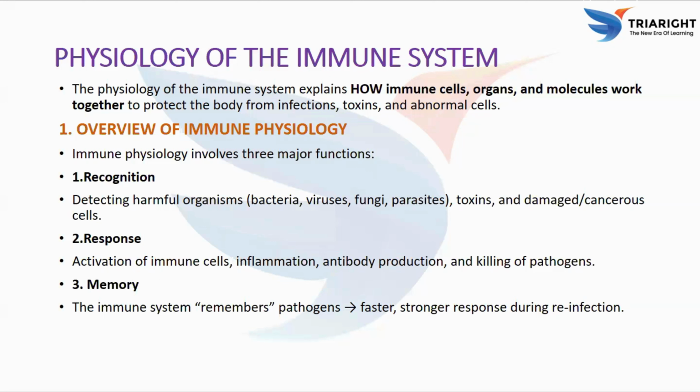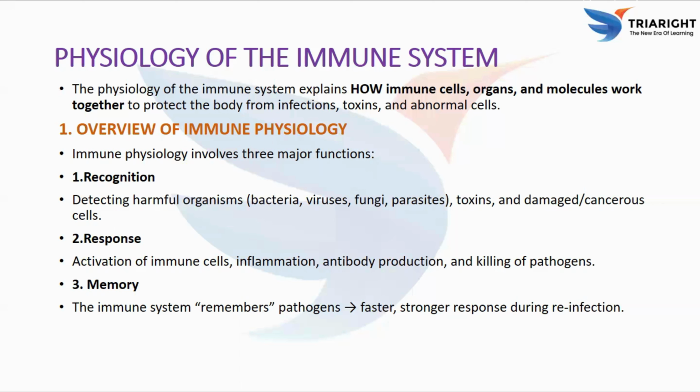Overview of immune physiology. Immune function can be understood through three major steps. The first and most crucial step is recognition. What happens here? The immune system identifies bacteria, viruses, fungi, parasites, toxins, cancer cells and damaged or dead cells. Immune cells use receptors to detect molecules called antigens on the surface of pathogens.